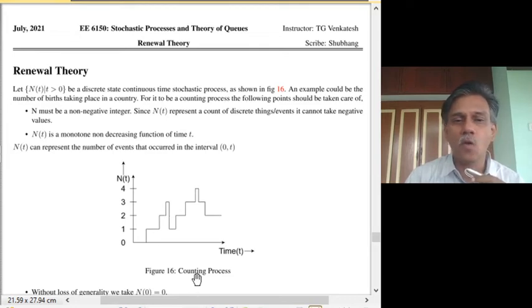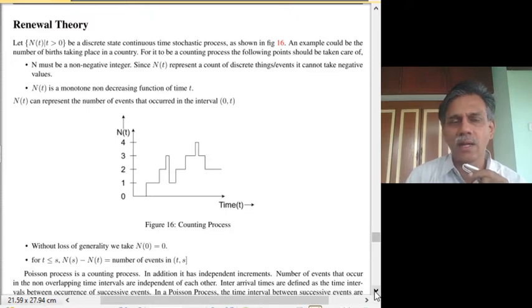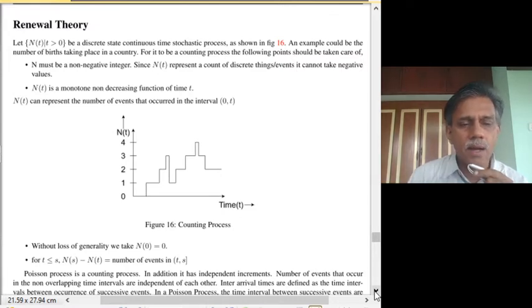But if it has to represent a counting process, it cannot decrease. It has to be a monotone non-decreasing function. Then without loss of generality, we can take N(0) equal to 0. That is, at an arbitrary time 0, we take the number of counts to be 0. If you assume that the number of counts has some value at an arbitrary time, we can always discard that count and start counting from that time onwards. Therefore, there is no loss of generality by taking N(0) equal to 0.